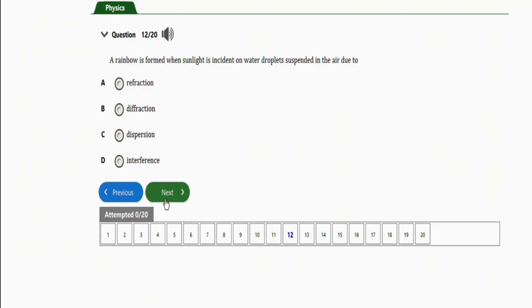Okay, next question will be this one. It says, the concept of dispersion of white light into different colors can be explained using wave polarization, reflection, diffraction, refraction. So the correct option is option D, which is refraction.